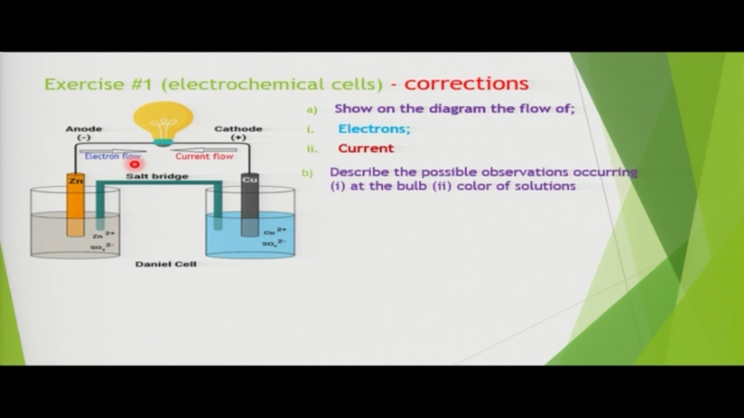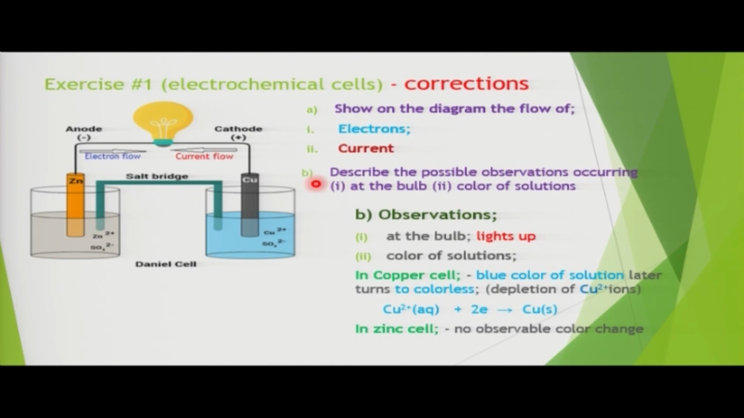The second question was, describe the possible observations occurring at the bulb and in the solutions of copper sulfate and zinc sulfate. So what did you come up with as the observations? Hope we are together. Basically on the bulb, we expect it to light up. If you're in a dark room, it will be lighter. We expect light on the bulb because of the potential difference and the current flowing in this cell.